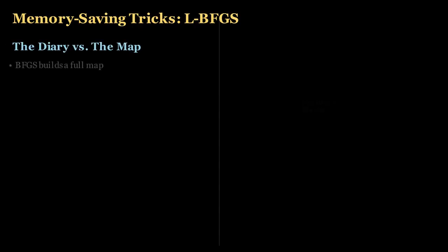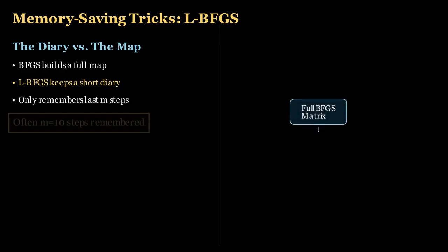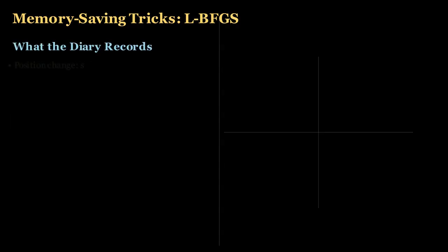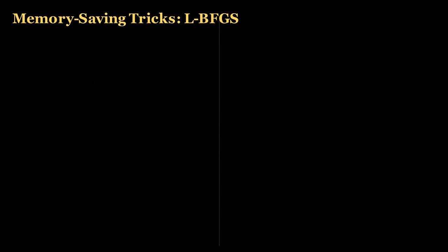We just saw BFGS build an approximate Hessian. But storing that full matrix is like carrying a giant map. LBFGS instead keeps a short diary of the last few steps and slope changes, just enough to reconstruct the curvature. Each diary entry is a pair: the step we took, and how the slope changed because of it. From these few pairs, LBFGS can cleverly reconstruct the local curvature without ever building the full matrix. Using just this compressed history, LBFGS computes a direction that mimics a Newton step, scaling the gradient by the local curvature, but with memory that stays tiny even for millions of parameters.